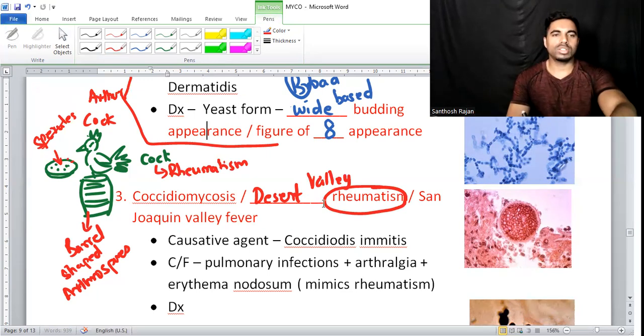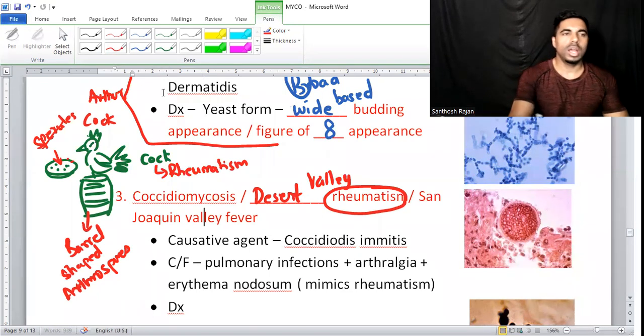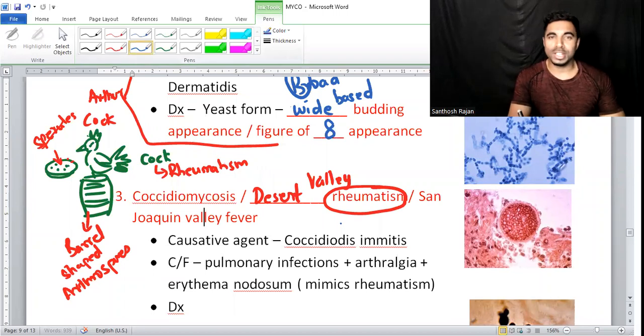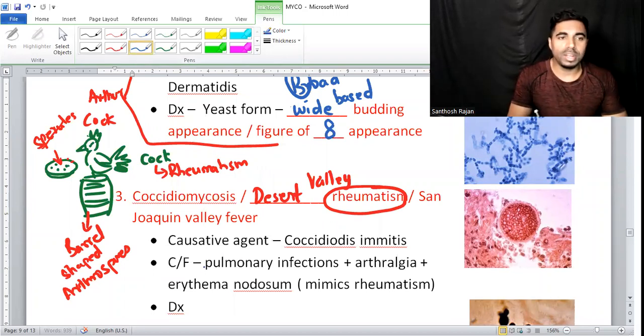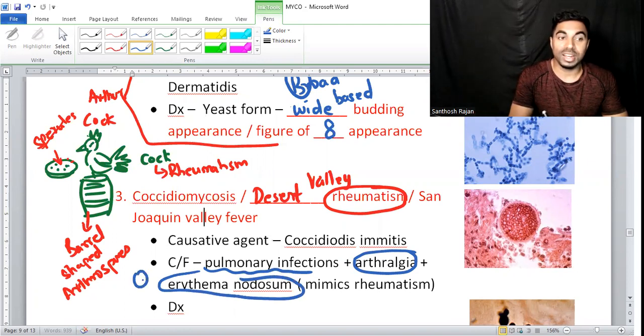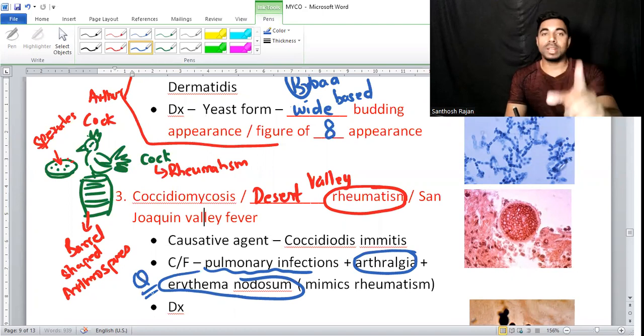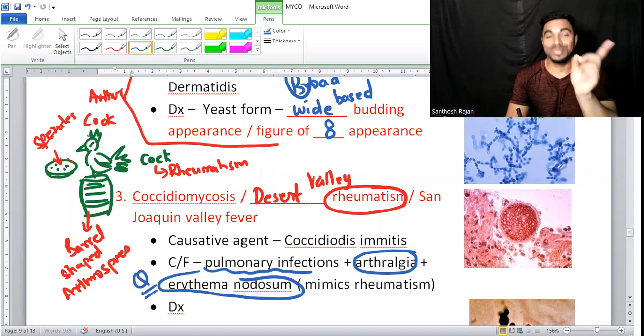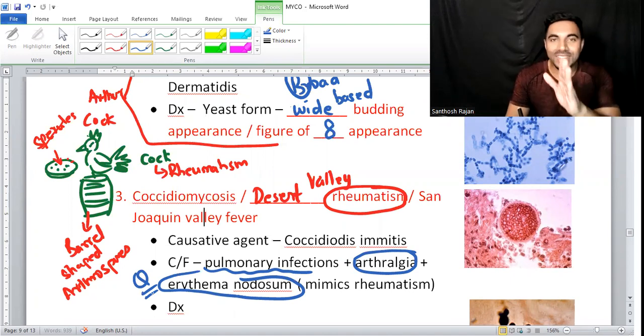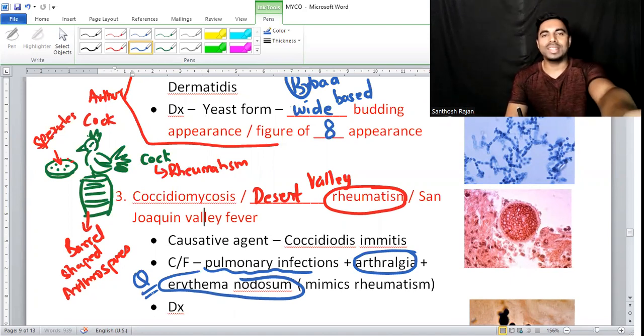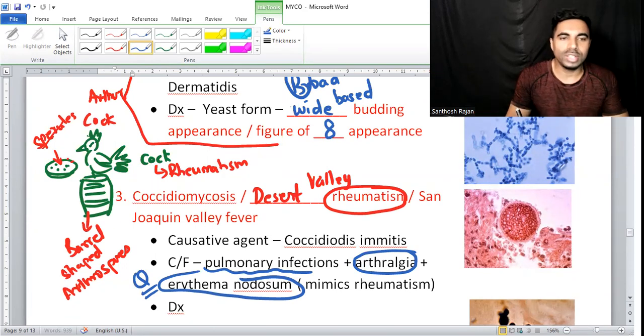Now see, we said coccidioidomycosis, and why do we call it rheumatism? Because of the joint problem. Apart from the pulmonary infection, they have a lot of joint issues and skin involvement: arthralgia in the joints, and erythema nodosum on the skin. So it is very typical of rheumatoid arthritis, not rheumatic fever. We call it rheumatism, the joint pain and the skin, everything looks like rheumatoid arthritis. That's what it is. Okay, got it? So that mimics rheumatism.